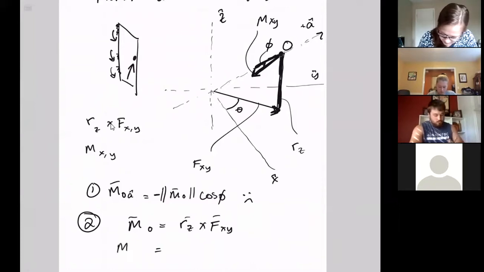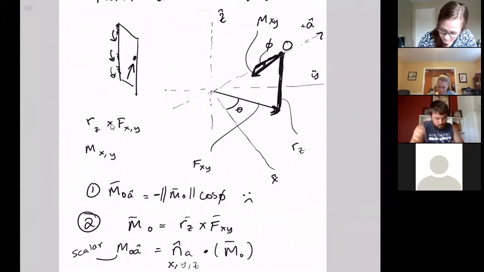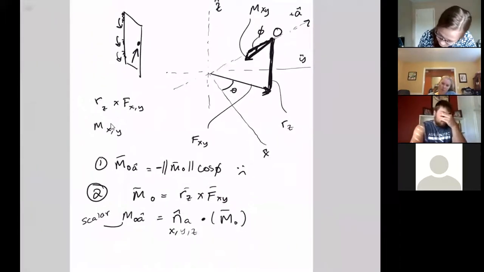So if I was to take the moment, and this is going to be a scalar, of O along A, we're looking for the magnitude here. You'll take the unit vector of A, which let's say that's given to us in terms of X, Y, and Z, and you dot that with the moment that you're given here. You're then given a scalar, and don't forget that scalar has no direction.